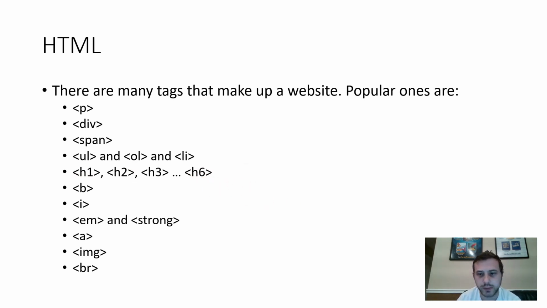Yeah, so that's that. Then we got the B tag, which is bold. It's for creating bold text, and it's used for styling something specifically as bold. Then you got the I tag, which is used for creating italic text. And then you got EM and strong.